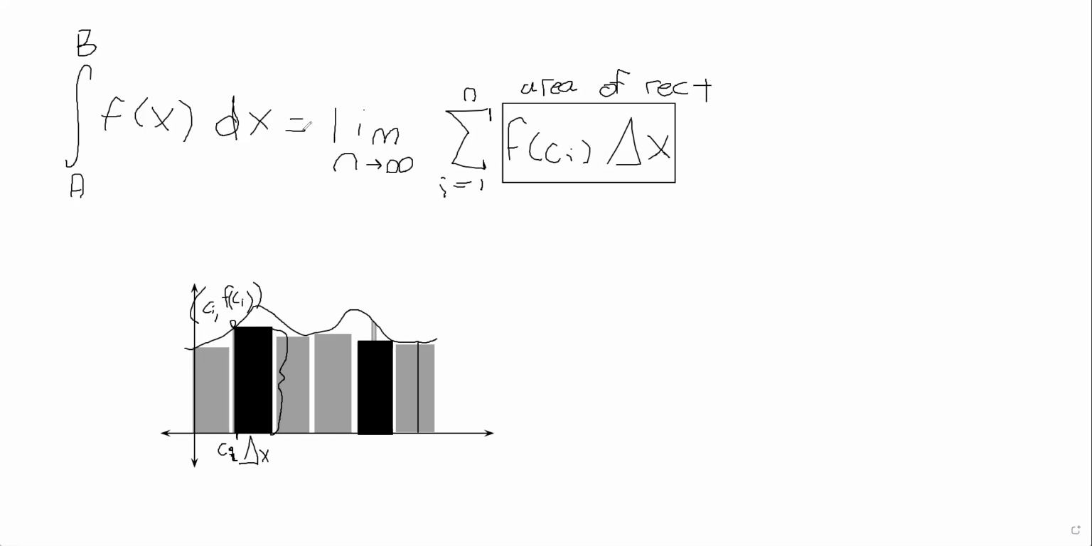So that's all this really big, scary looking thing is saying. We're just adding together the area of infinite rectangles. They're getting smaller and smaller and smaller, and the more we have, the more accurate the area is. So that's how we rigorously define the definite integral. And it's always something to fall back on.